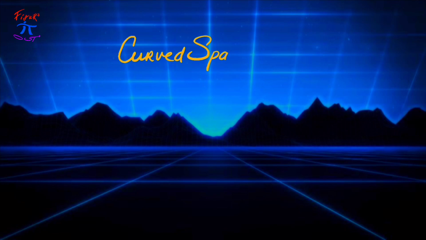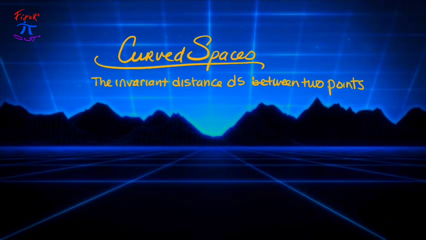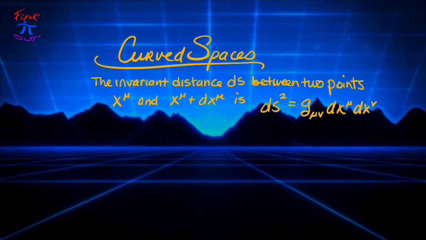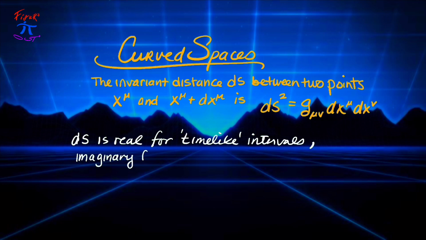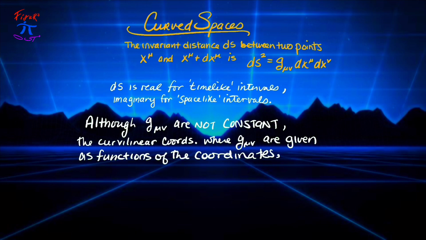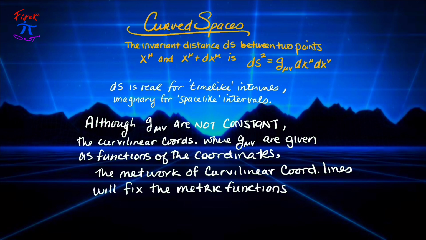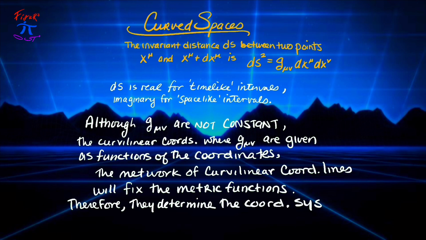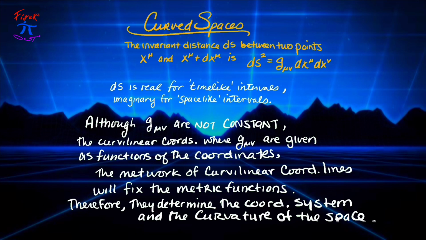Next, we discuss curved spaces. The invariant distance ds between 2 points x and x plus dx is ds squared equals the metric times dx mu dx nu. And ds is real for what we call time-like intervals and imaginary for what we call space-like intervals. Time-like intervals, the velocities multiply to a positive, where space-like, the velocities multiply to a negative. So here, although the g mu nu, the metric, are not constant, the curvilinear coordinates where g is given as functions of these coordinates, that network of curvilinear coordinates will fix our metric functions, and therefore it'll determine not only the coordinate system, but fixing the metric, it also determines the curvature of the space.